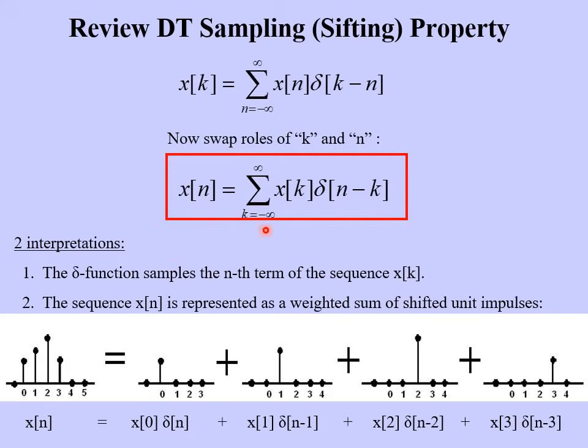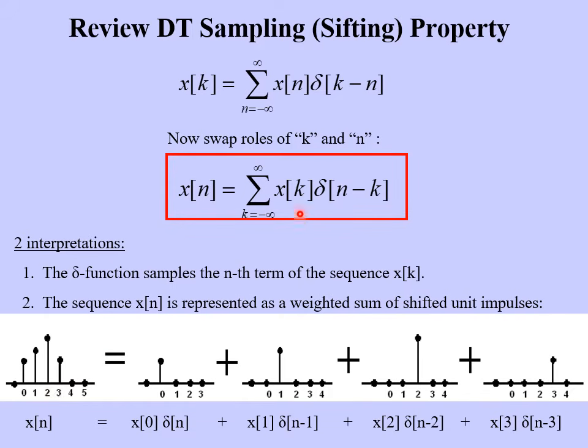We can think of the sampling property in that this delta function is sampling the nth value of the sequence x of k to give us x of n. But in this section of the lecture, this second interpretation is actually a little more relevant. One way to think of this is that the sequence x of n is represented as a weighted sum of shifted unit impulses. Now, what do I mean by that?